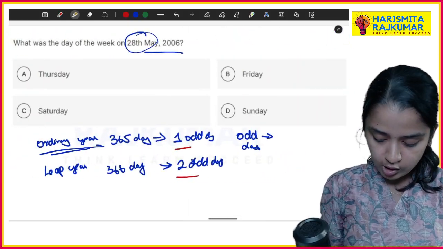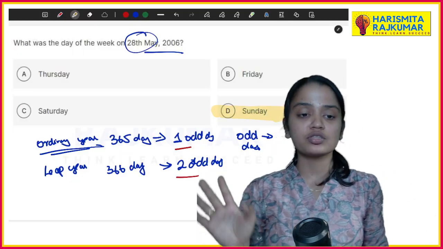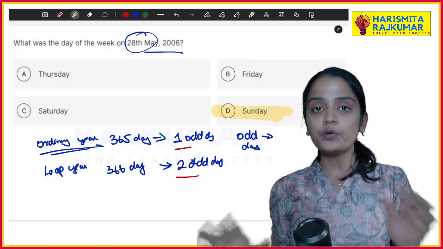So is Sunday given in the options? Yes, it is given in the options. So this is your right answer. I hope you understood this.